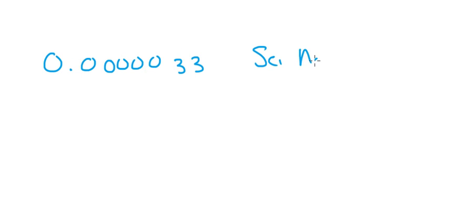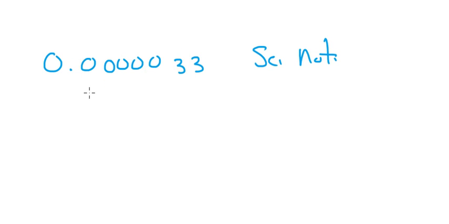1, 2, 3, 4, 5. Looks like there's 5 zeros there. 1, 2, 3, 4, 5 zeros, and then 3, 3. And it wants us to put this in scientific notation.